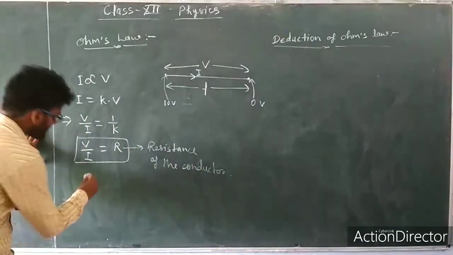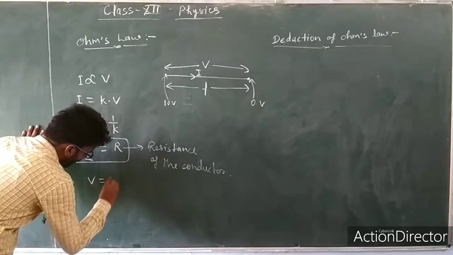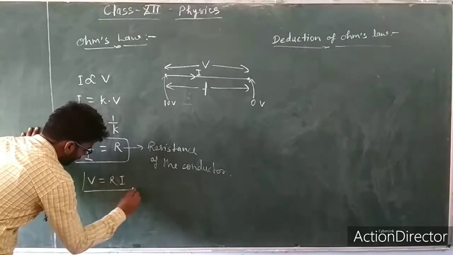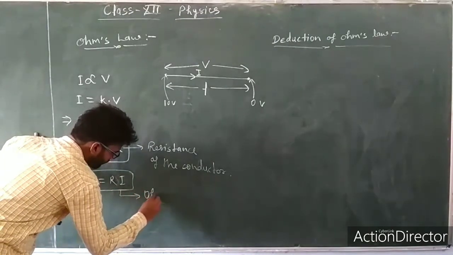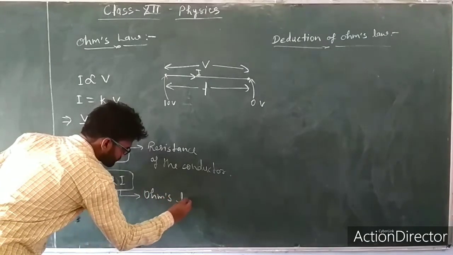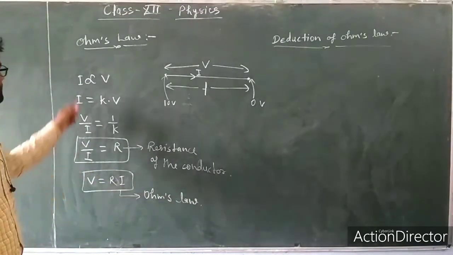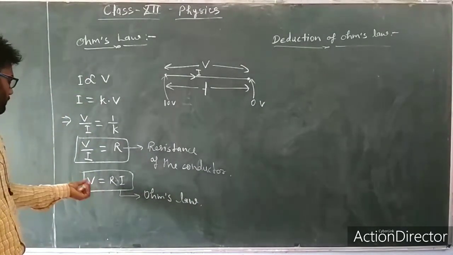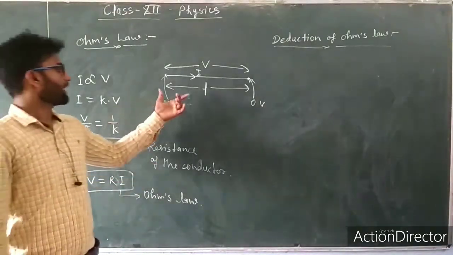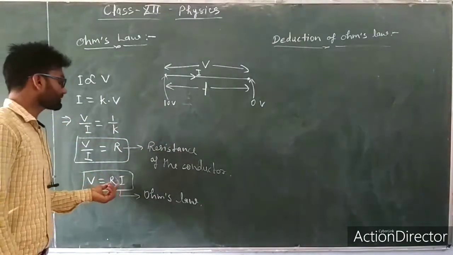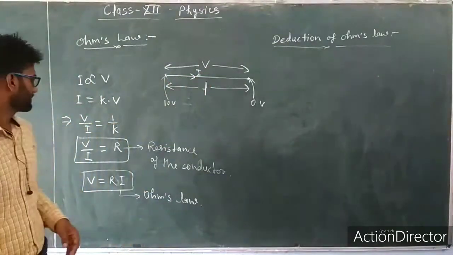Right, and from here we can get V equal to R into I. This is stated as Ohm's law. So like this we can define Ohm's law: V equal to IR, where V is the potential difference across the terminals of the wire, R is the resistance of the wire, and I is the current flowing through this wire, right?